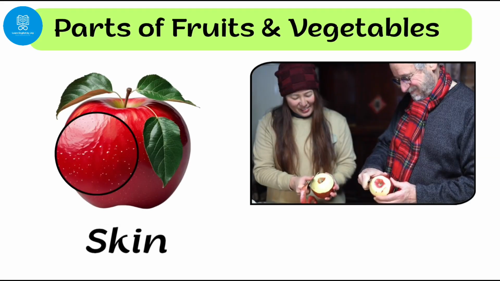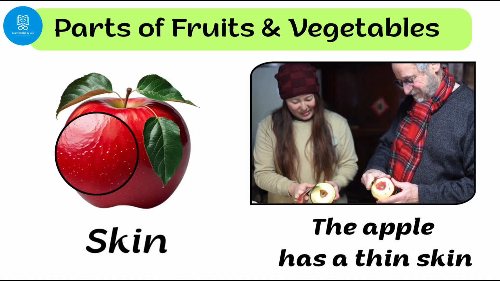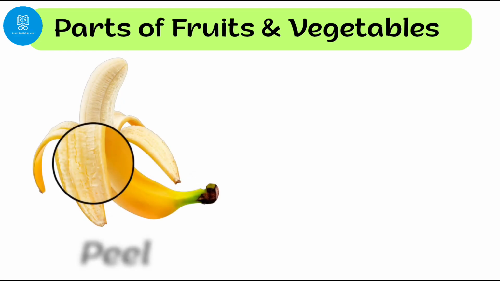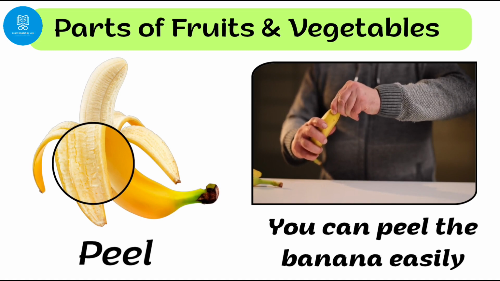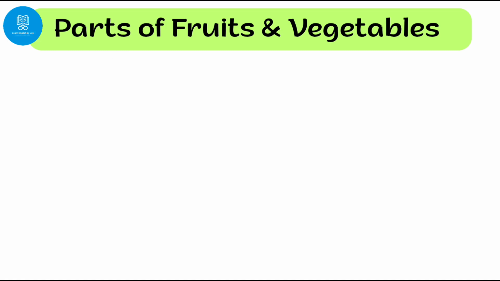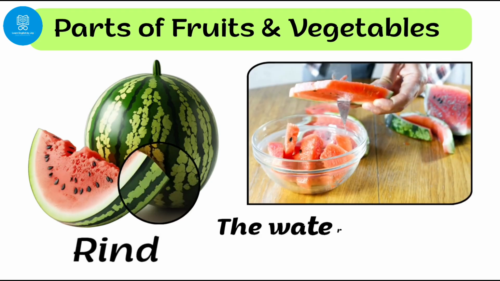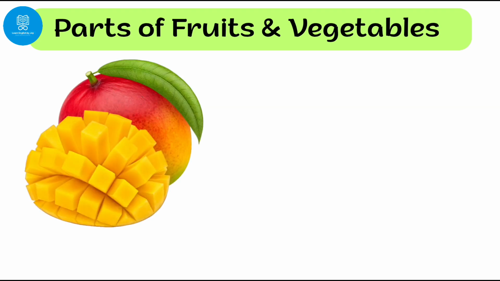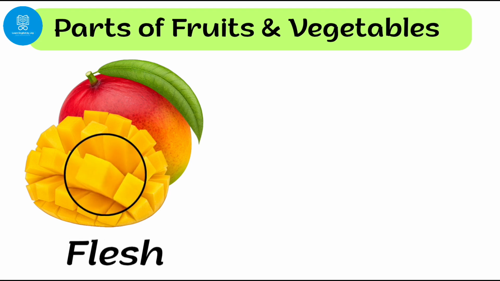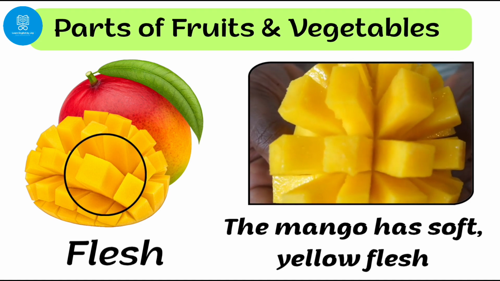Skin. The apple has a thin skin. Peel. You can peel the banana easily. Rind. The watermelon has a thick green rind. Flesh. The mango has soft yellow flesh.